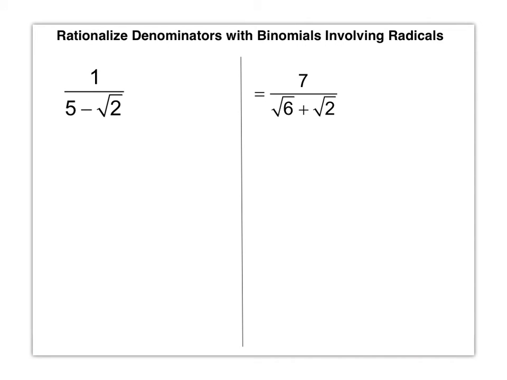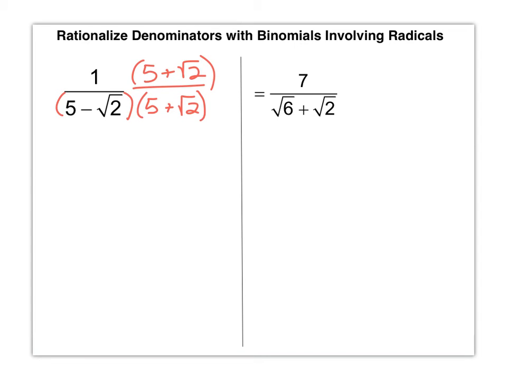All right, let's simplify this radical expression by rationalizing the denominator with binomials involving radicals. The way we simplify this is to multiply by the conjugate of the denominator. Since 5 minus square root of 2 is in the denominator, the conjugate is 5 plus square root of 2. And whatever you multiply the denominator by, you want to also multiply the numerator by the same expression.